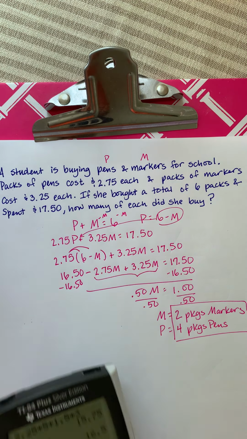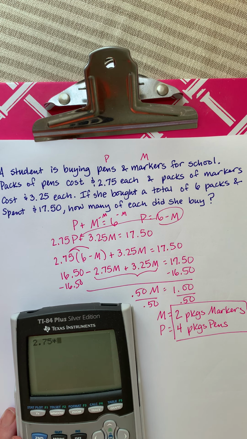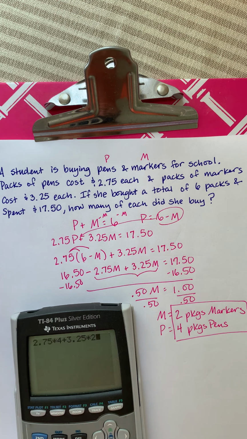And again, I can check to make sure that that works. 2.75 times my pens, which there were 4, and 3.25 times my markers, which there were 2, and this should add up to 17.50, and it does.